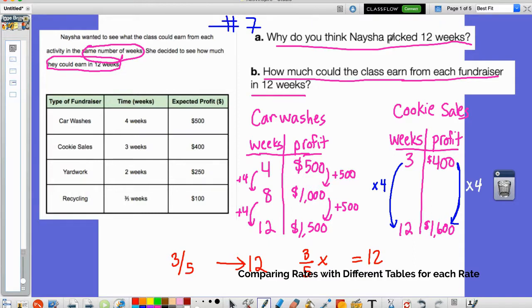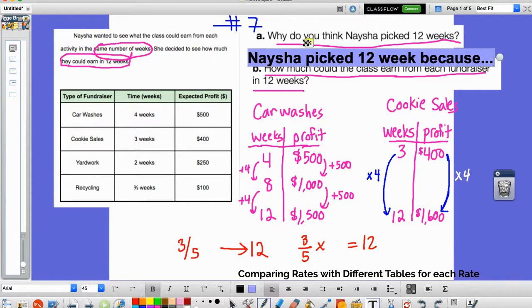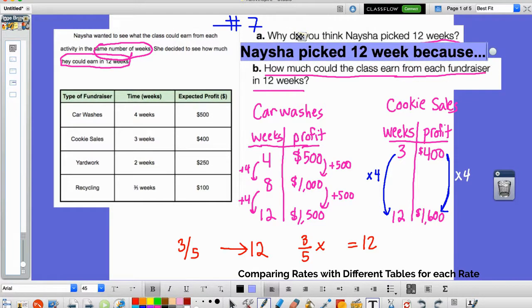Now, why do you think Naisha picked 12 weeks? We might say that Naisha picked 12 weeks because maybe it will make Naisha's life easier to compare which fundraiser is better. You might want to say something like that, or take your best guess. This is an opinion question, so put whatever you feel is your opinion on that one.